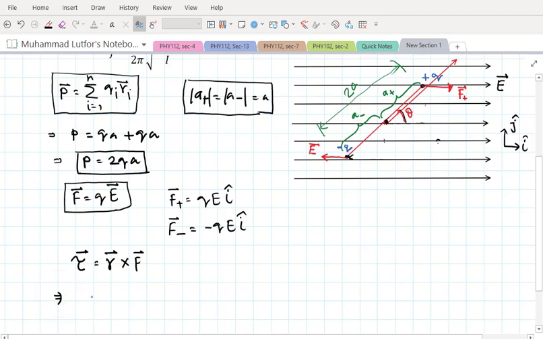Fine. Then for this case we can write this torque in terms of plus and minus. Say, I will write down A plus cross F plus, this is the torque on the positive charge, plus the torque on the negative charge. So this is A minus and F minus. Now what is the A plus vector and the A minus vector?